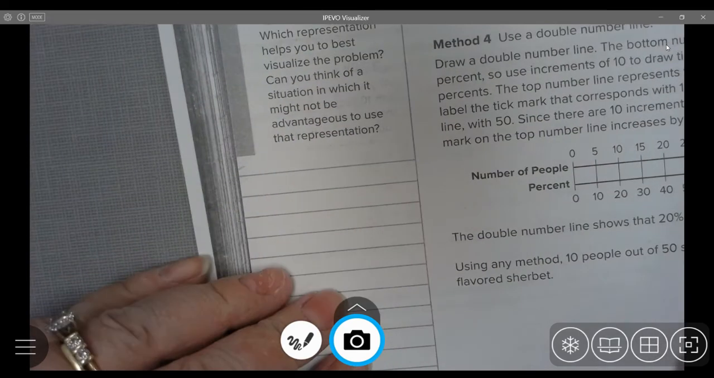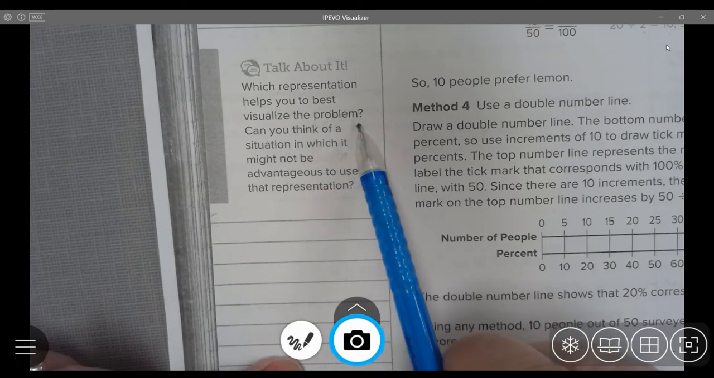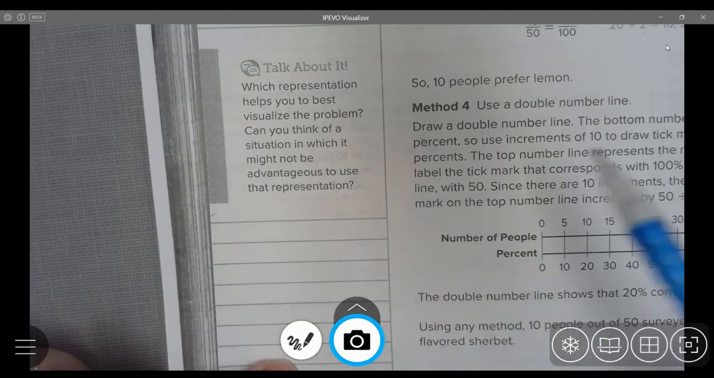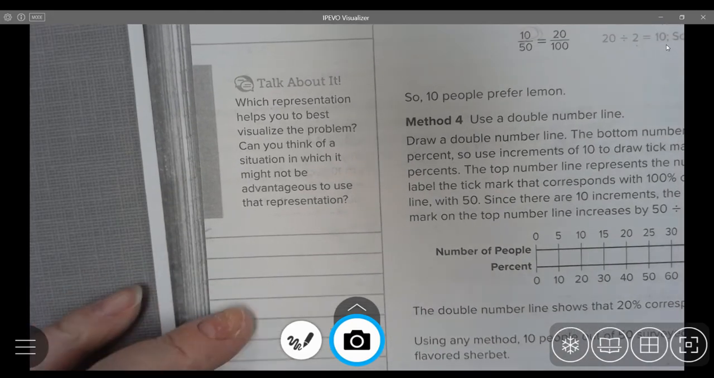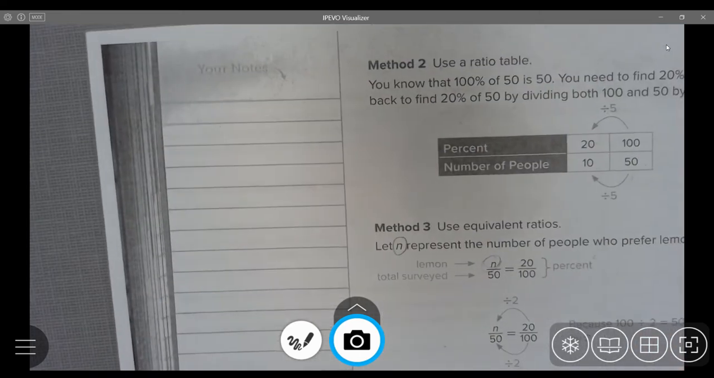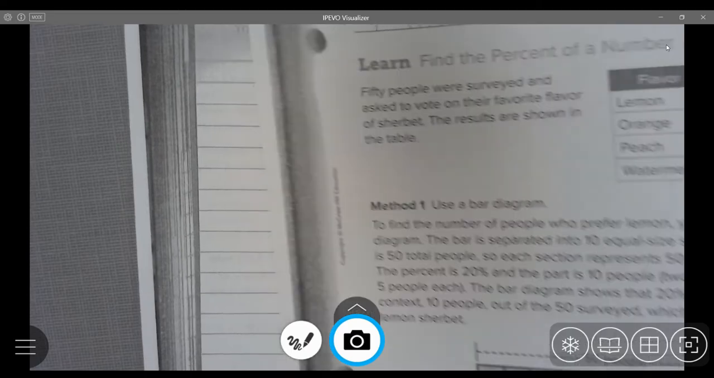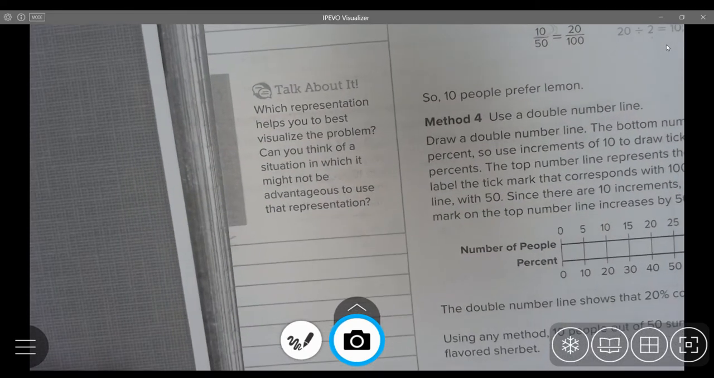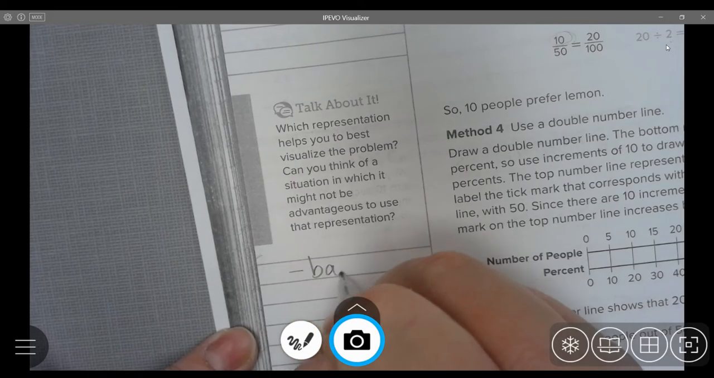Think about this: which representation helps you best visualize this problem? There are 4 different methods: double number line, equivalent ratios, ratio table, and bar diagram. Those are the 4 that you could use. So we could write down the bar diagram.